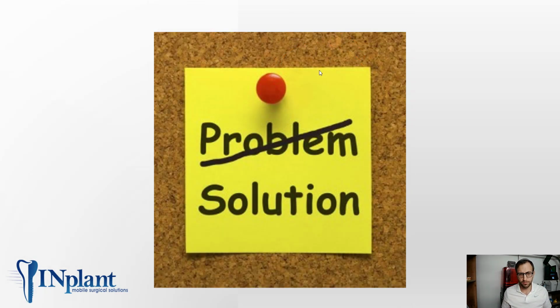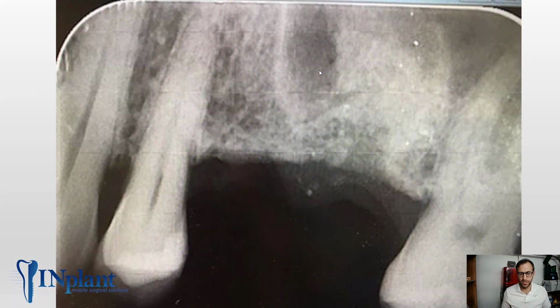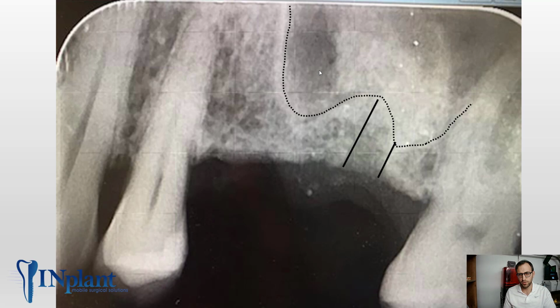So we see a problem. How do we solve this for the future? Obviously, we don't like tears. We try and avoid them whenever we can. So as I studied this further, I kind of came up with a way of how we can avoid this in a future situation. So there's our initial osteotomy, our floor of our sinus, and that's where the tear ended.